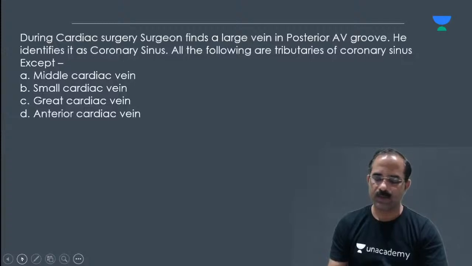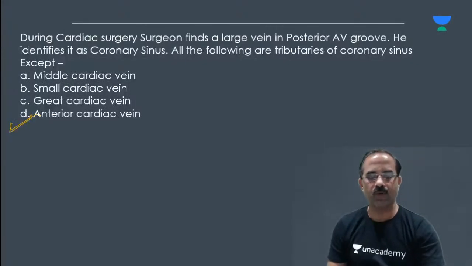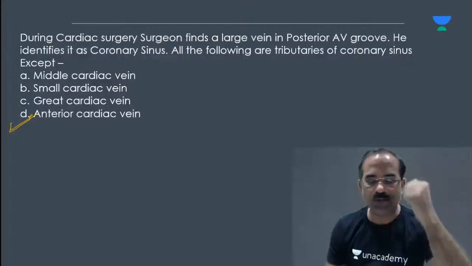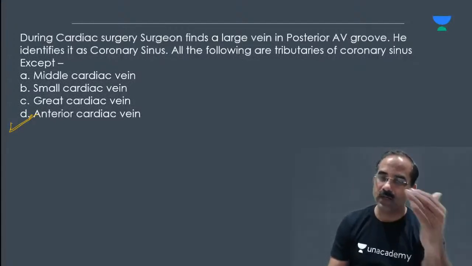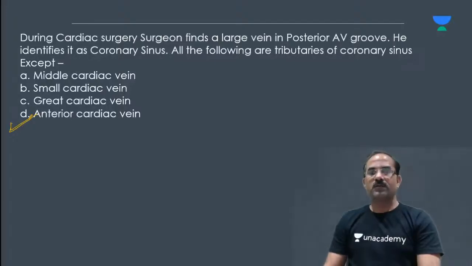Yes, students. So all the following are tributaries of the coronary sinus except, the answer is the anterior cardiac vein. The anterior cardiac vein directly opens into what? The right atrium. It drains the anterior surface of the heart directly, and it opens into the right atrium.